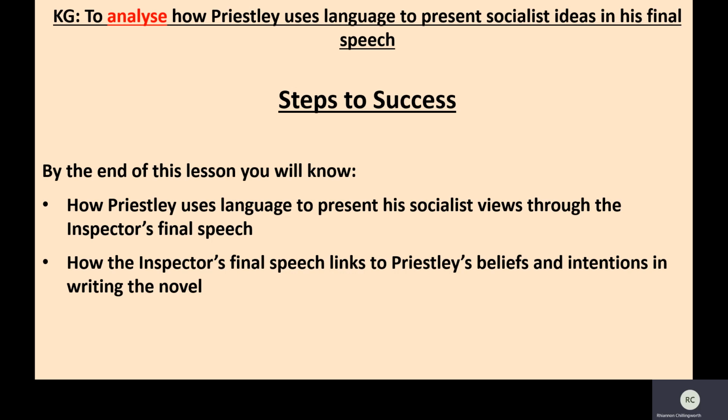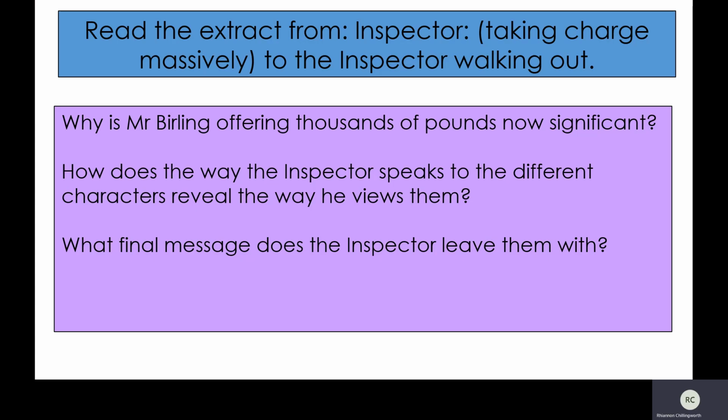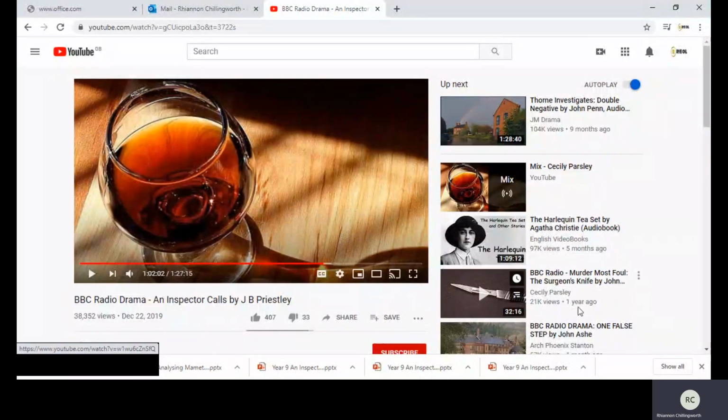So the inspector's about to leave, and before he leaves, he makes a final speech to the Birling family, which is a really fantastic summing up of everything that Priestley wants the Birling family and, of course, us to learn. Okay, so we are going to have a listen to this speech, and you will see in the email that you received from me or your class teacher that there is a copy of the speech as well, just for your reference for the next task.